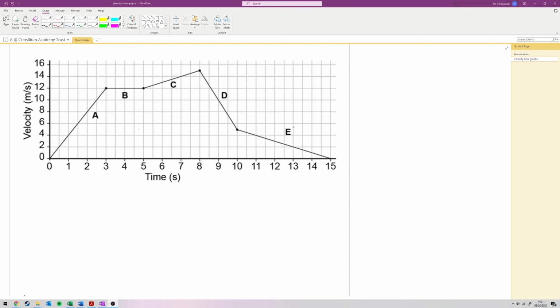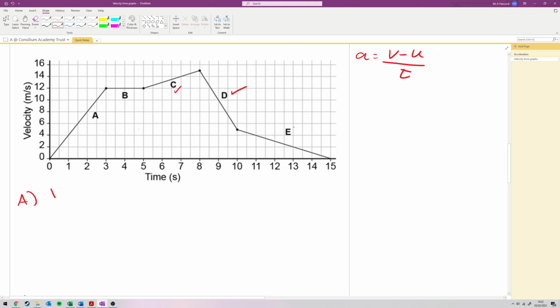Okay, now we've already done C and D. So I've asked you to do A, B, and E. So I'm going to write the equation that I'm using up here: a equals v minus u. Remember, this is finishing velocity minus starting velocity divided by time taken. So let's have a look at A.